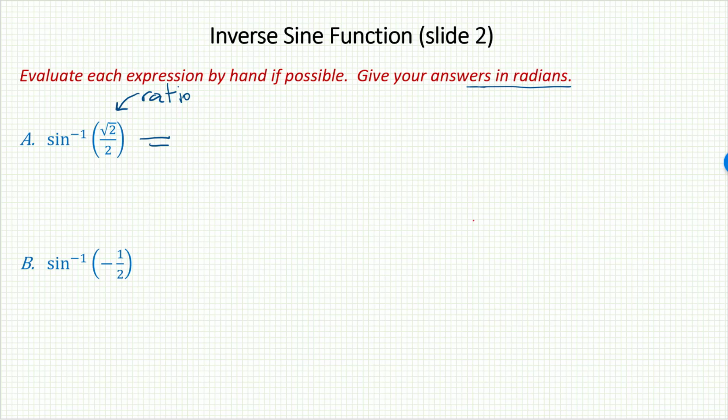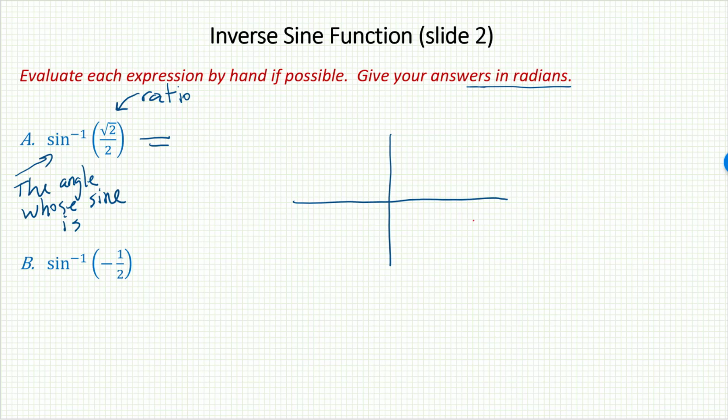In fact, one very helpful tool is to read the expression sine inverse as the angle whose sine is. The angle whose sine is root 2 over 2. Okay, I want to work this out by hand. That means I'm going to be drawing either a unit circle if I suspect a quadrantal angle, or a reference triangle picture if I'm suspecting one of our nice triangles. Well, which quadrant should I draw my picture in? Inverse sine only knows about angles between negative pi over 2 and positive pi over 2.